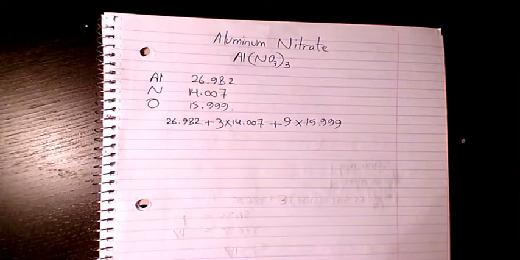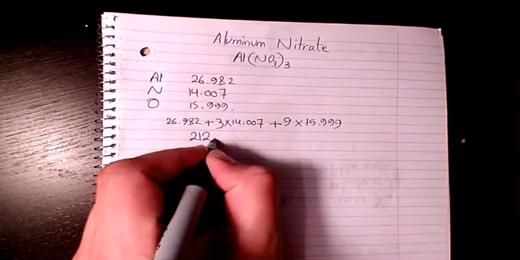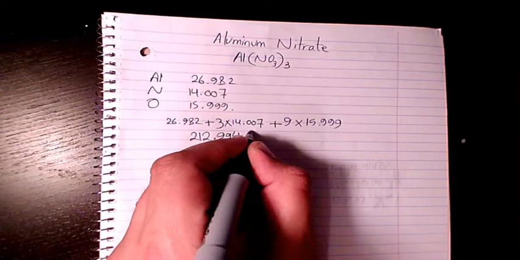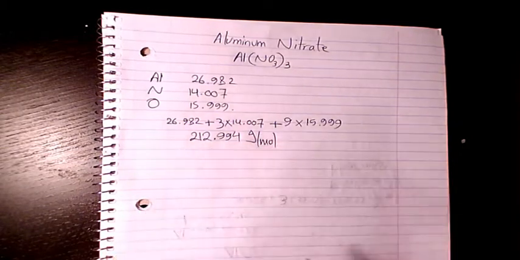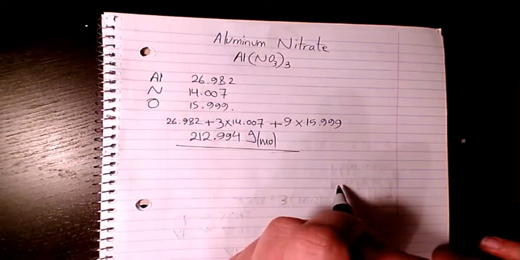So if I want to calculate it, 26.982 plus 3 times 14.007 plus 9 times 15.999, it will be 212.994 grams per mole. So that's the molar mass or molecular weight of aluminum nitrate.